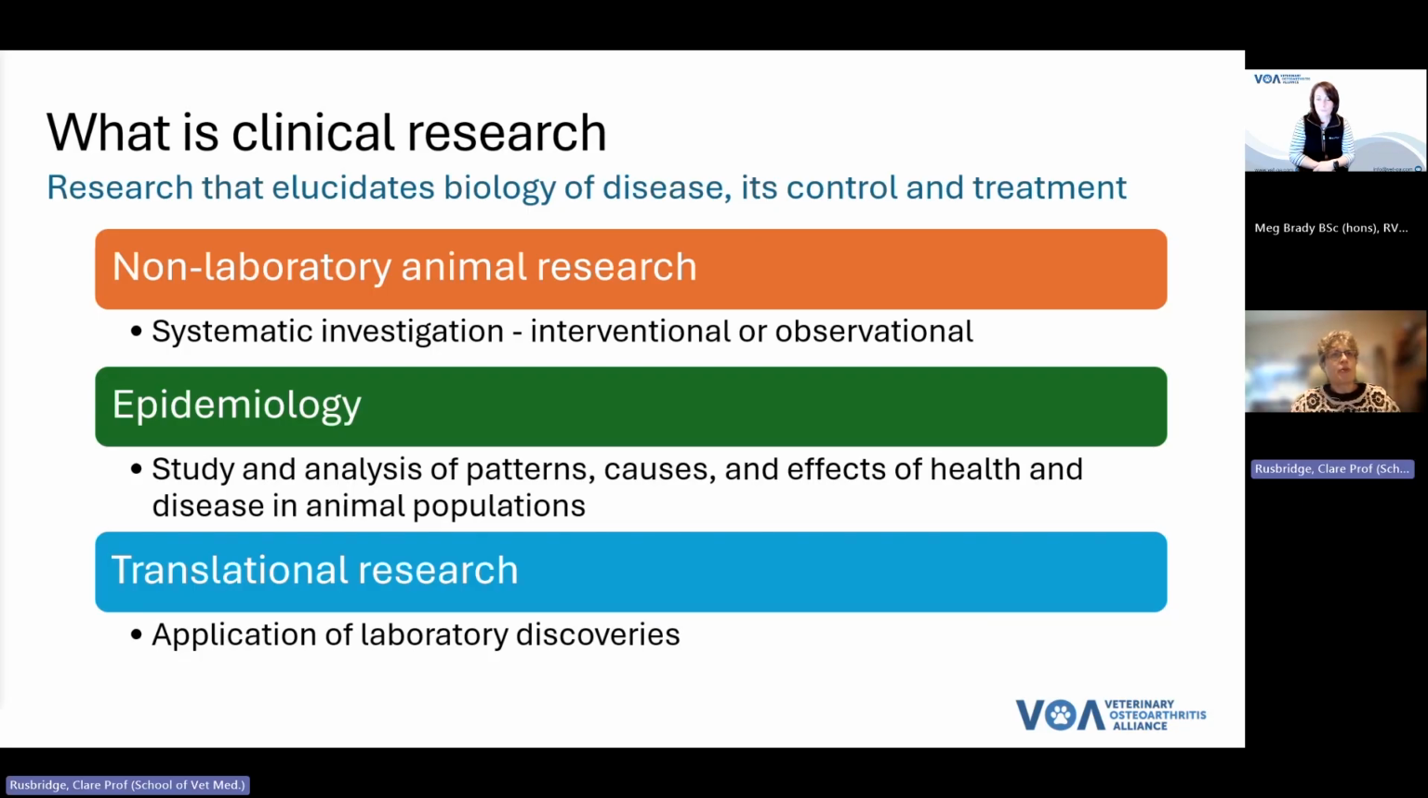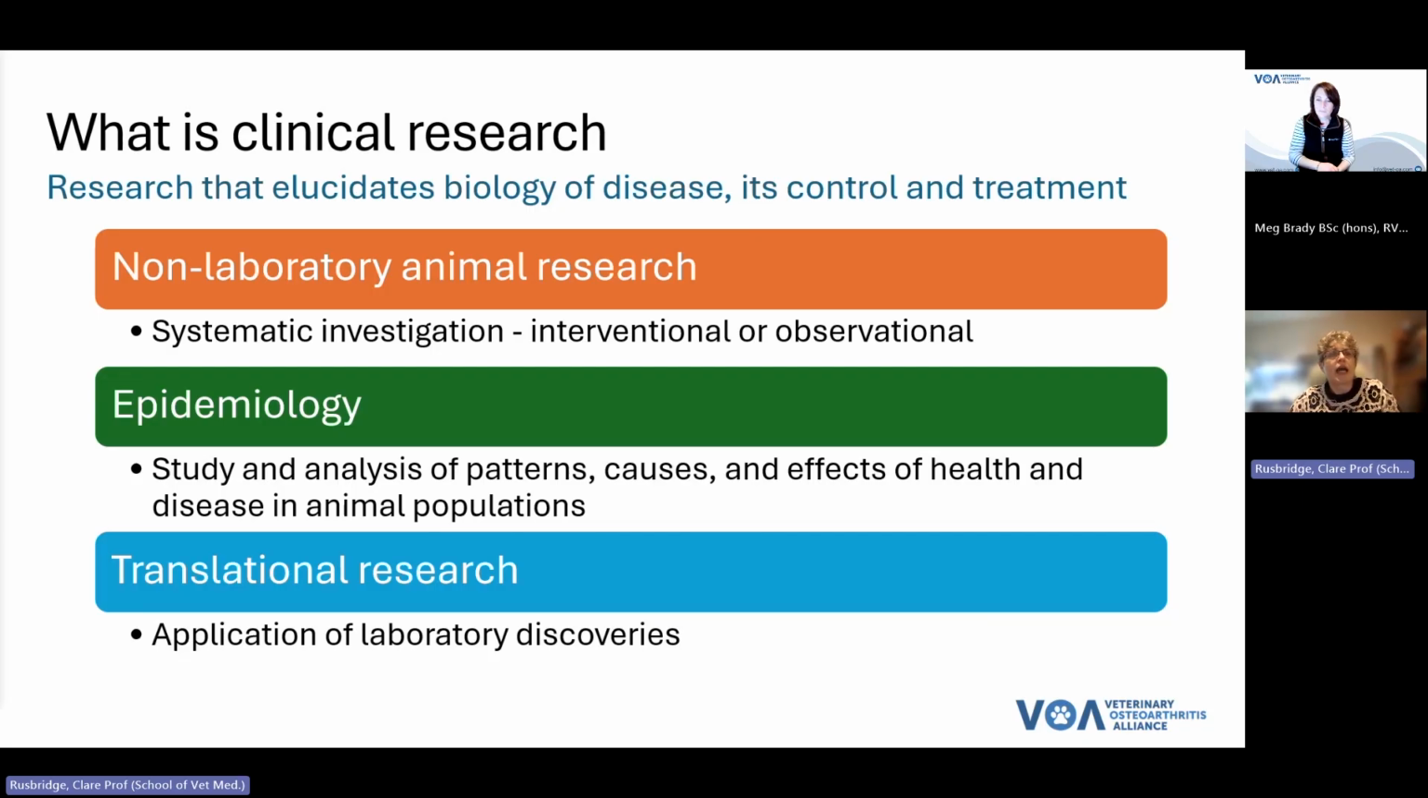So you may be doing a study which we would call a systematic investigation, which is where you either give an intervention, for example, you give a drug or a supplement, or is observational. So, for example, you may be looking at the prevalence of cats that have osteoarthritis in your practice over a certain age.